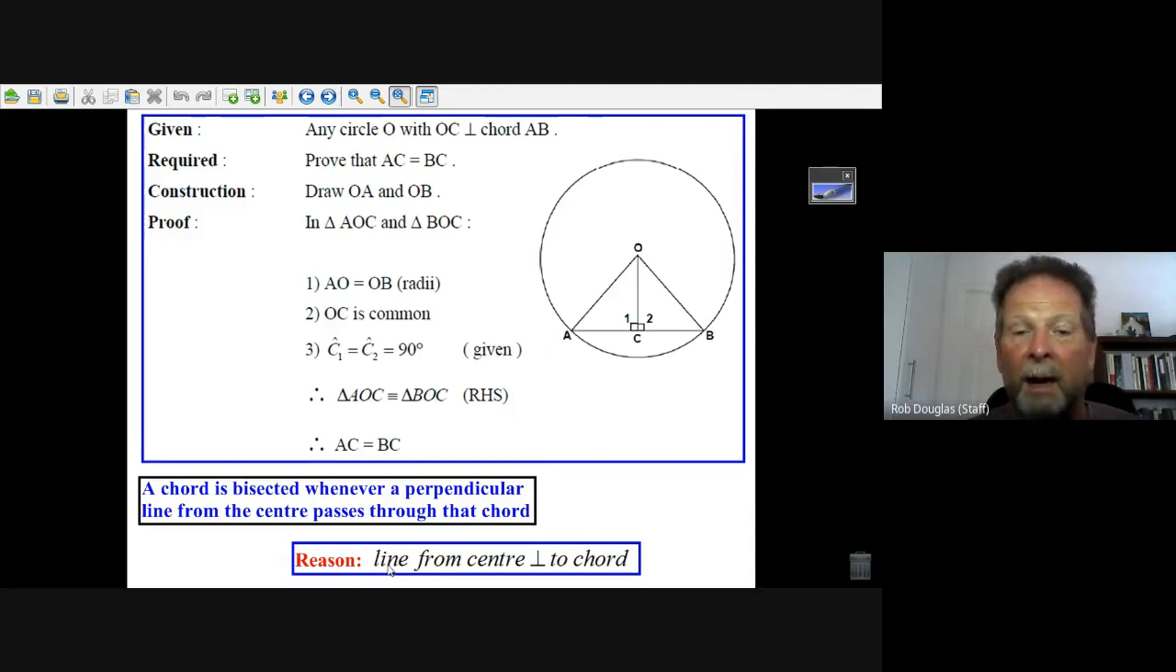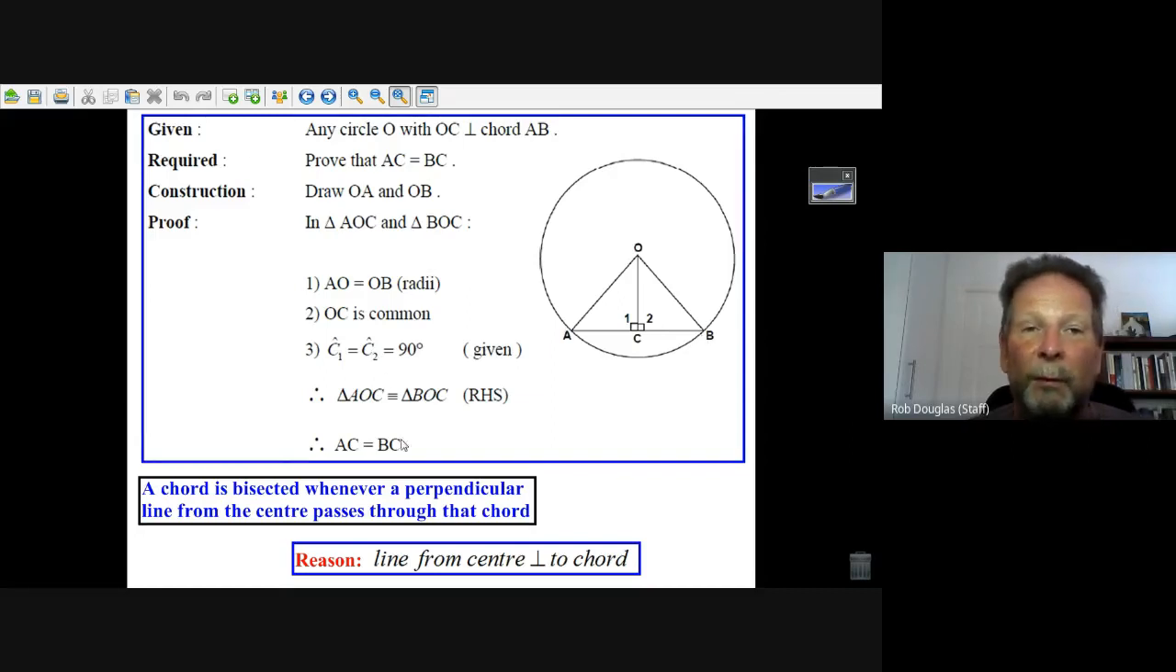If you know that you've got a line from the center and you know that it's at 90 degrees to the line that cuts across the circumference, the chord, then you know something special. That means that it will bisect the chord. It'll cut it into two equal pieces. So in this picture, AC will equal CB.